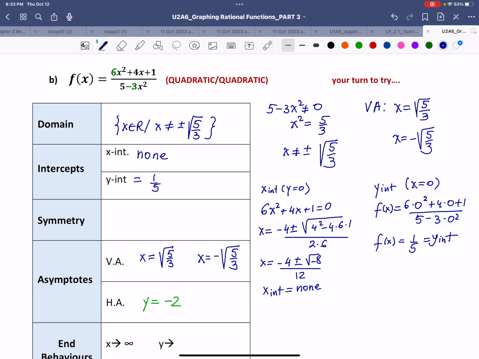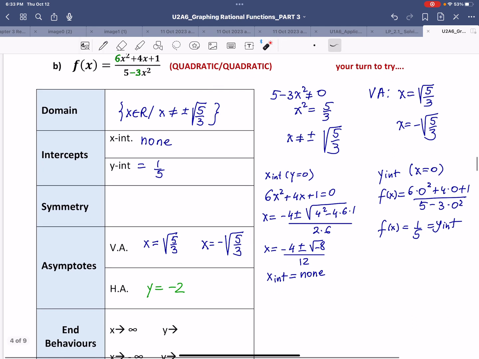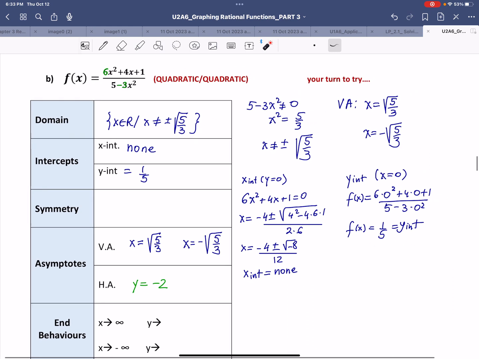The next thing we want to check for is symmetry. And that helps a lot, especially with rational functions. There is a lot of analysis we have to do to finally shape the graph of a rational function.